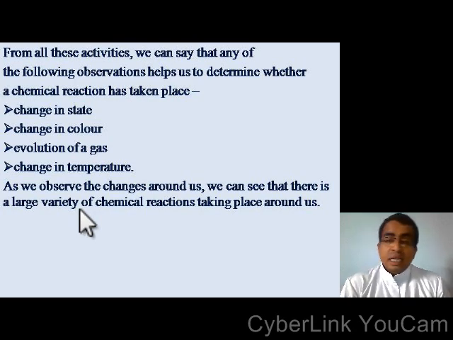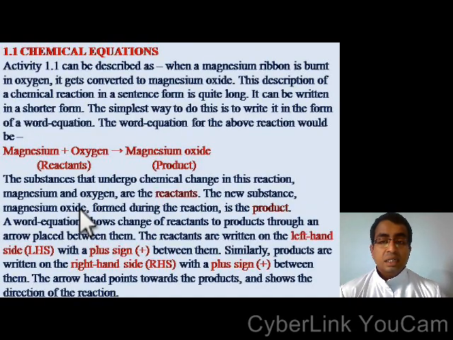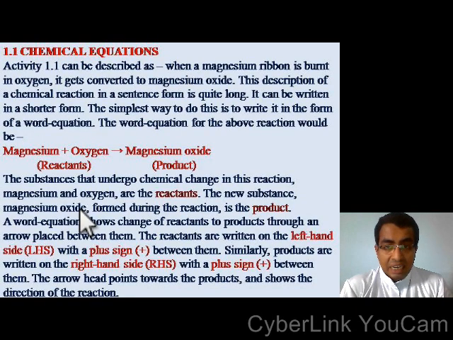So from all these activities, we can say that any of the following observations help us to determine whether a chemical reaction has taken place: change in state, change in color, evolution of a gas, change in temperature. As you observe the changes around us, we can see that there is a large variety of chemical reactions taking place around us. So, chemical equations.